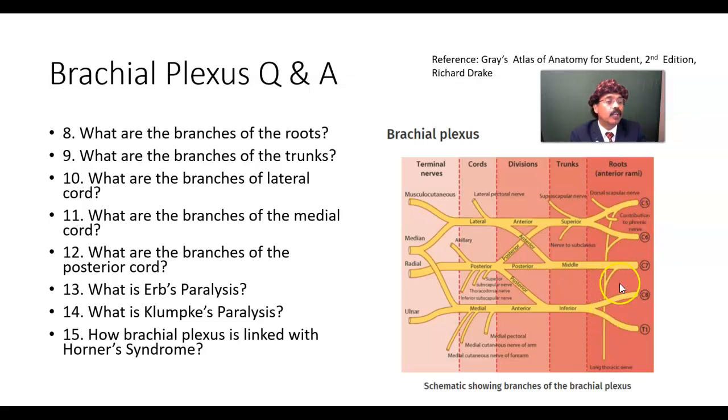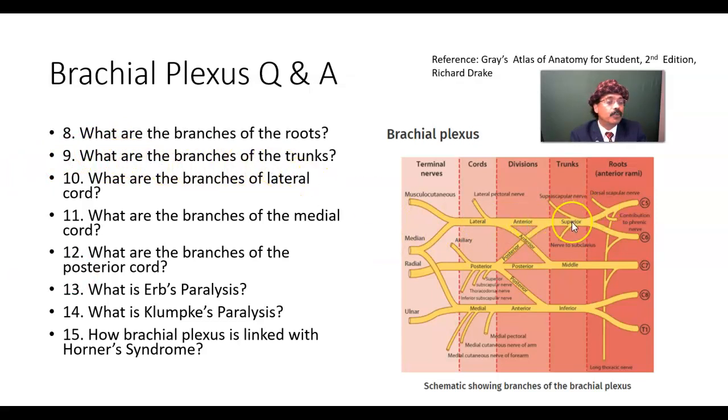So we got the dorsal scapular nerve, a contribution to the phrenic nerve, the long thoracic nerve, and we also get some muscular branches to the longus capitis muscle. Also remember that postganglionic sympathetic fibers are distributed with the brachial plexus components. Okay, so what are the branches of the trunk?